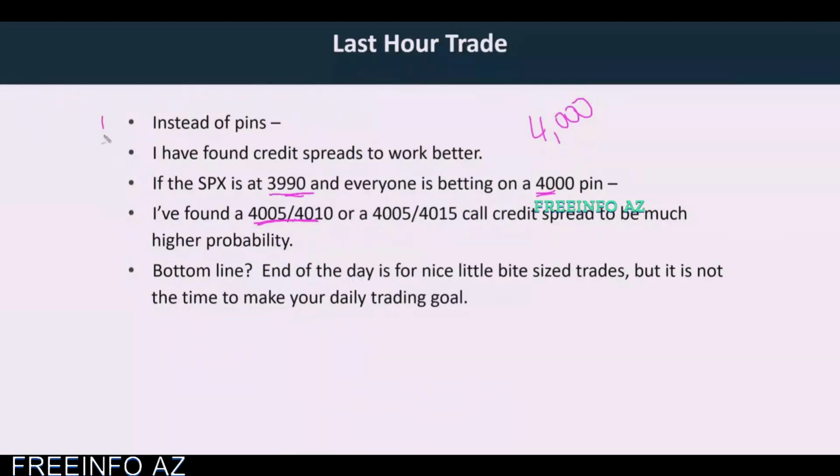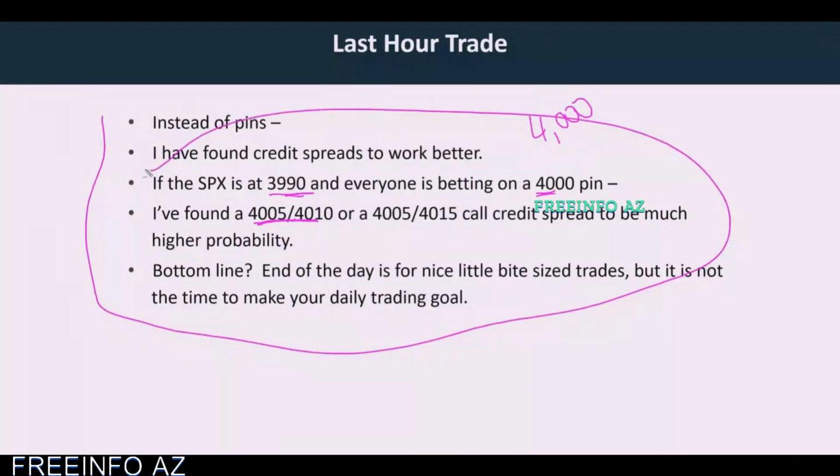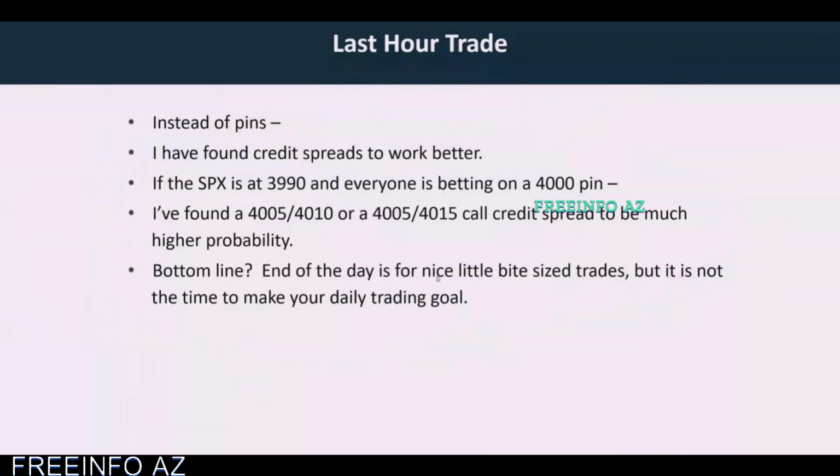So, again, this is the kind of stuff, if you're newer to this, don't worry about it. This is not a key portion of this. This is really just, all right, last hour, there's a lot of premium decay. How do we take advantage of it? And certainly we'll do that during the live trading as well.